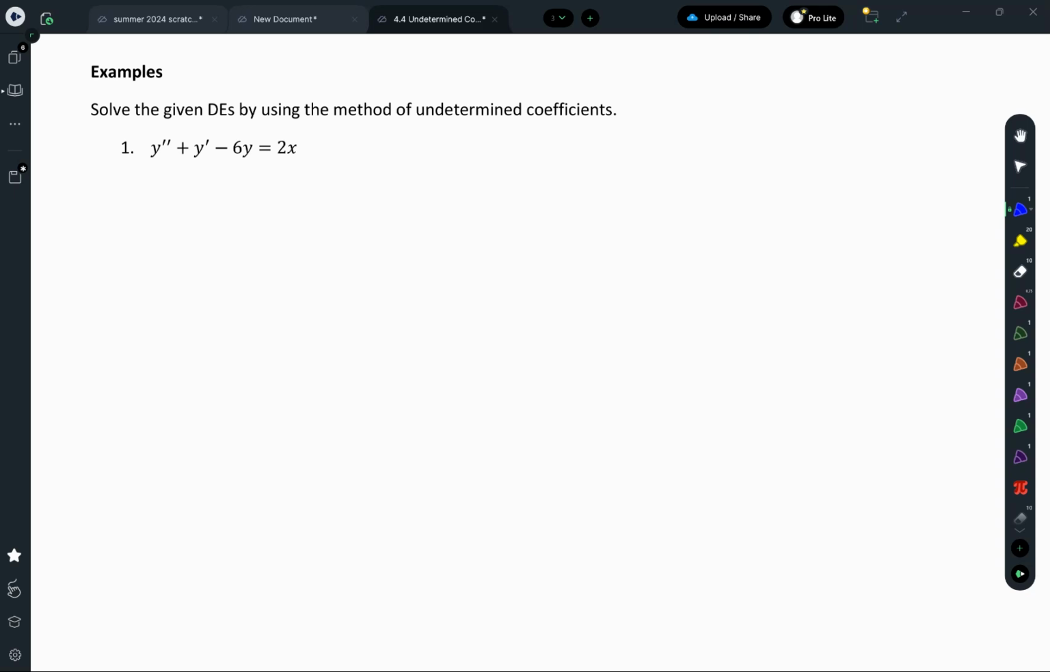The objective in our course is to learn the method of undetermined coefficients. And so when you are given a problem to solve in an exam, you have to use this method, okay?